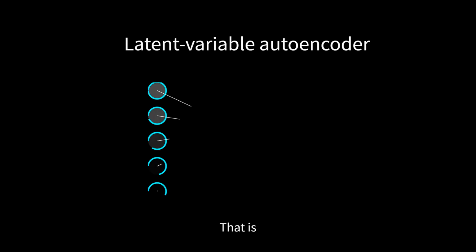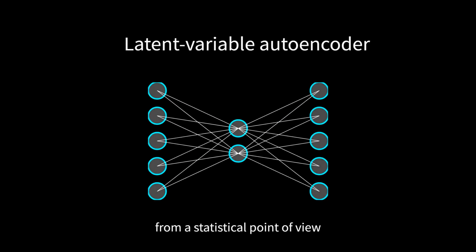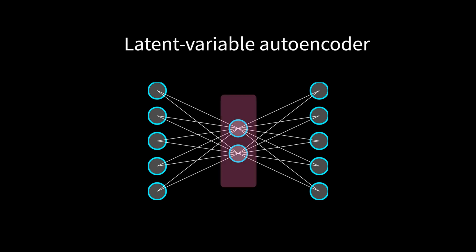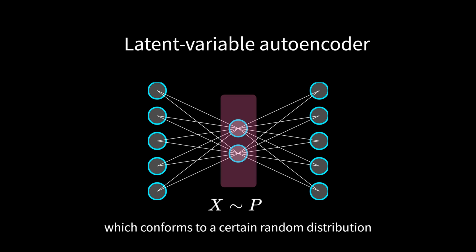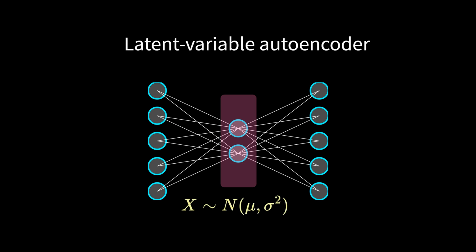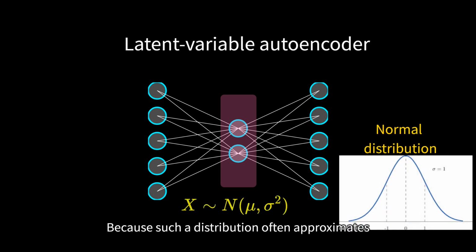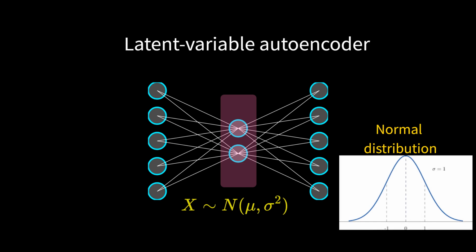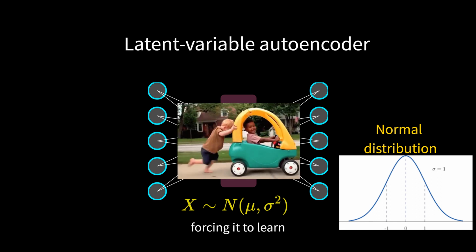Others, like the latent variable autoencoder, from a statistical point of view, assume that the values of some features of the intermediate hidden layer are regarded as a kind of random variable, which conforms to a certain random distribution. For example, we assume that they follow a multivariate Gaussian distribution or normal distribution because such a distribution often approximates nature. Such an assumption also limits the representation region of intermediate values, forcing it to learn.